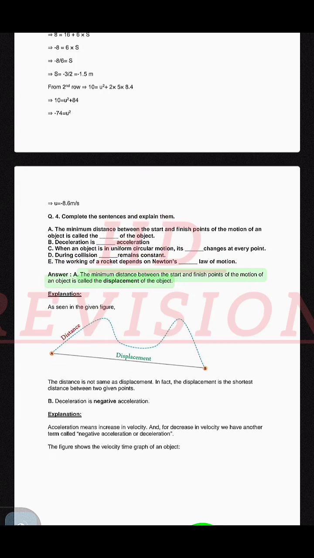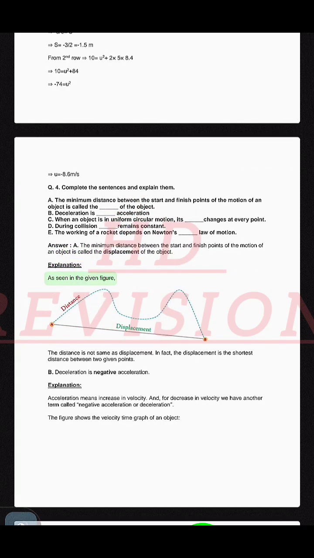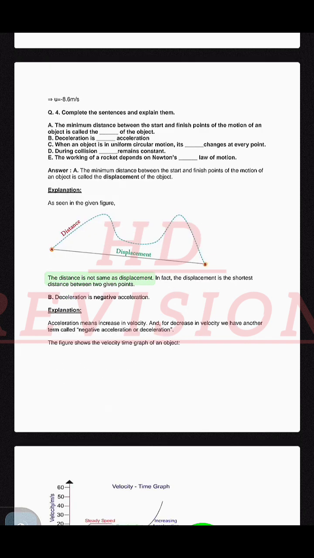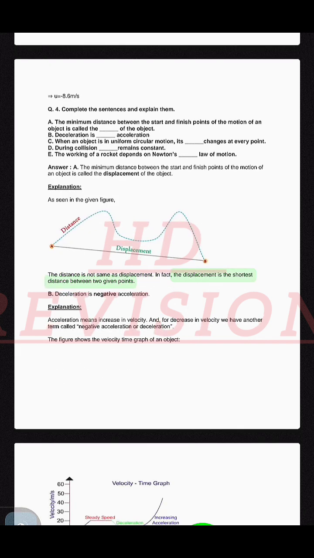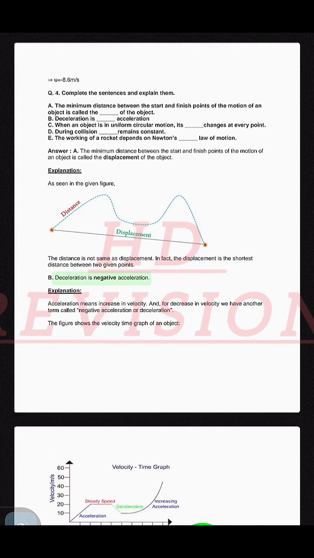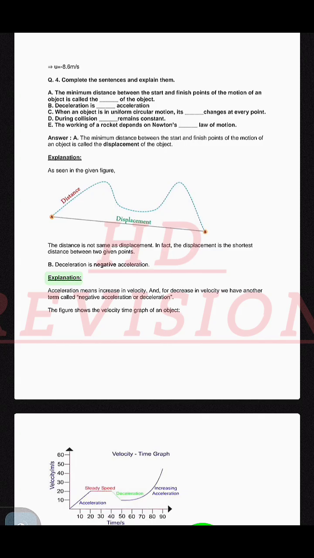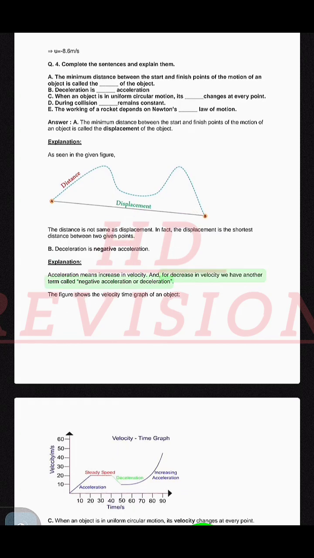Answer. A. The minimum distance between the start and finish points of the motion of an object is called the displacement of the object. Explanation. As seen in the given figure, the distance is not the same as displacement. In fact, the displacement is the shortest distance between two given points. B. Deceleration is negative acceleration. Explanation. Acceleration means increase in velocity, and for decrease in velocity we have another term called negative acceleration or deceleration.